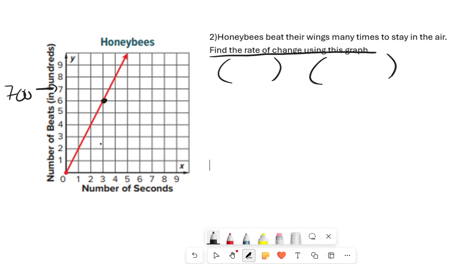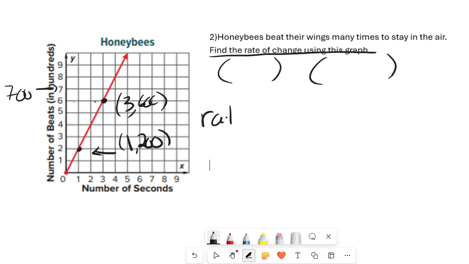Let's say I use this point here and this point here. I think it's helpful to write down the coordinates. So that's the point (1, 2). That's not a 2, that's 200. Here, this is the point (3, 6). Now that's not a 6, that's 600.